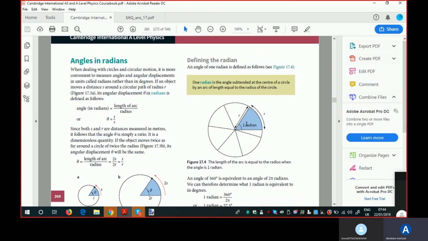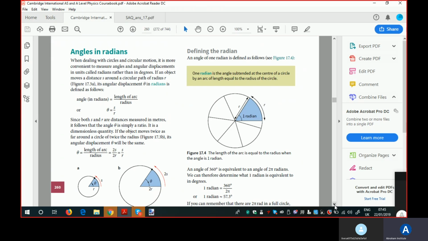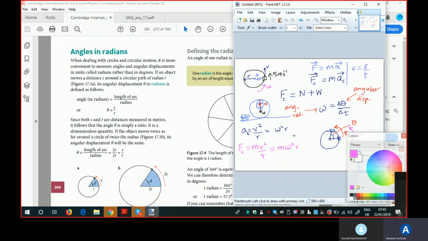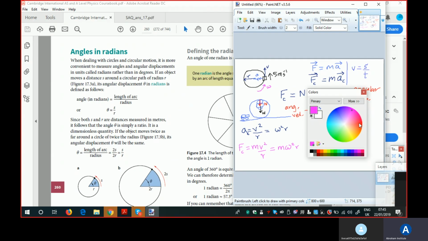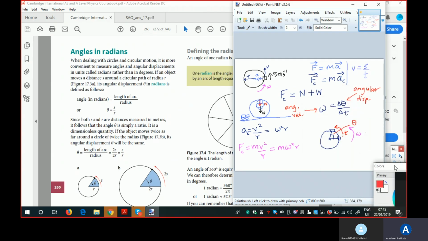Now we will learn how to convert from radians to degrees and degrees to radians. A very easy way of doing this is to remember that pi radians is equal to 180 degrees. If you remember this, you can do any conversion involving radians and degrees.